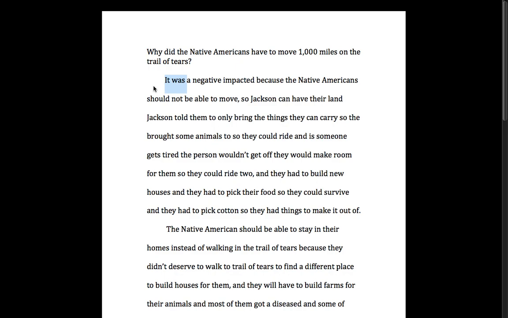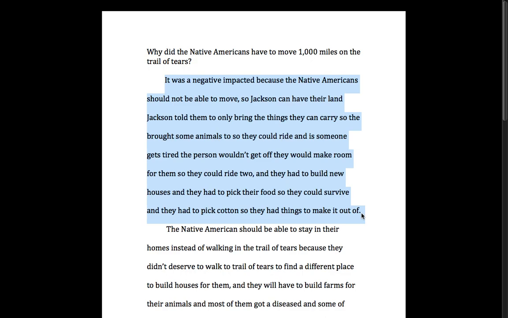It was a negative impacted because the Native Americans should not be able to move so Jackson can have their land. Jackson, and there's no period here. What I want you to notice about this first paragraph, it's all one sentence. There's only one period here. So already this is a difficult paper to read.